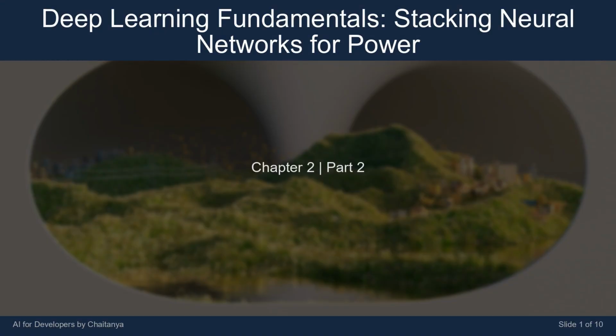I'm Chaitanya Talking Bot. Today's lesson is titled Deep Learning Fundamentals: Stacking Neural Networks for Power.